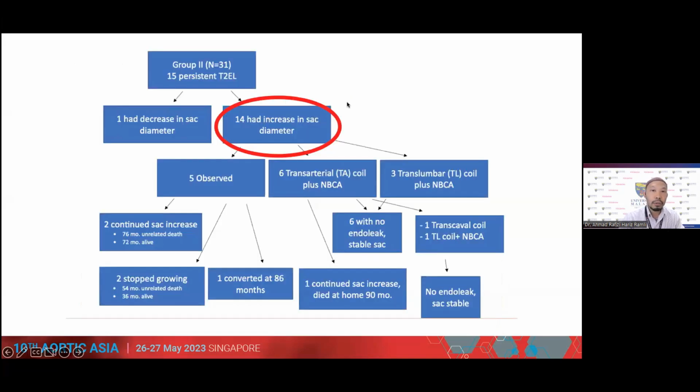All right. So this is when they followed up the type 2 high-risk group. As you can see here, more than 90% of them had an increase in the sac size, and almost all of them actually required re-intervention with some form of method, right?